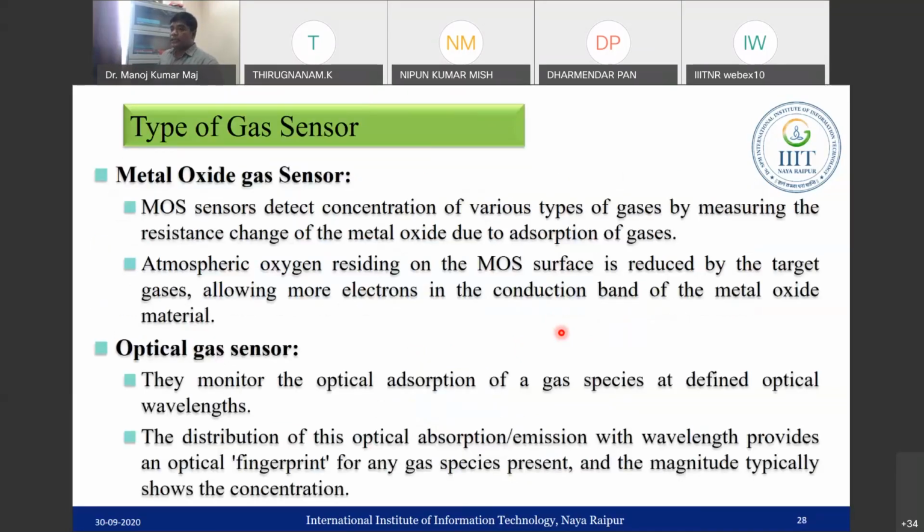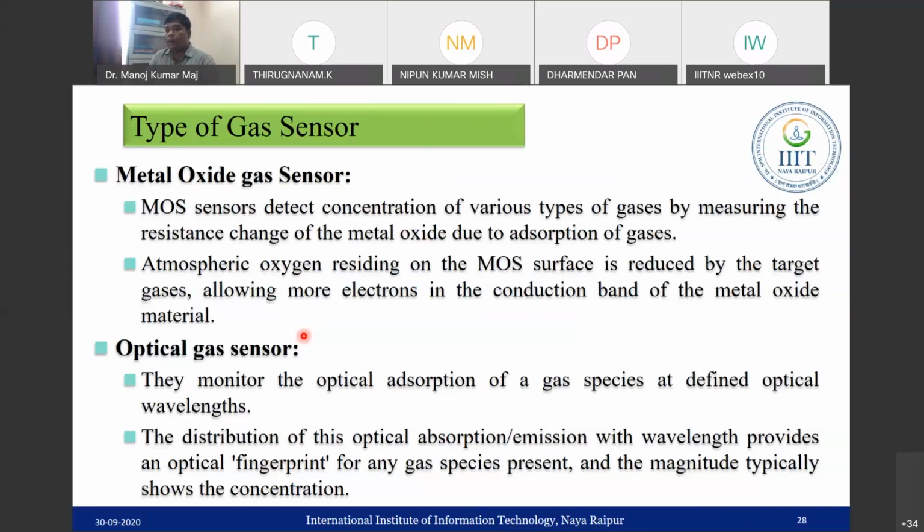Now, different kinds of gas sensors are also available in the market. First, we can have a metal oxide gas sensor. Metal oxide means that we can use the MOS to sense and detect various gases, because we all know that MOS is a metal oxide semiconductor. In this case, we have different doping concentrations, and using these different doping concentrations, we can sense the presence of different gases, and that can be used as the gas sensor.